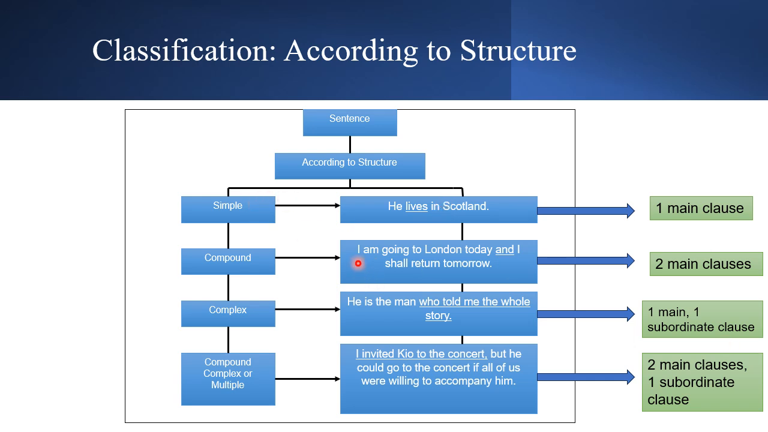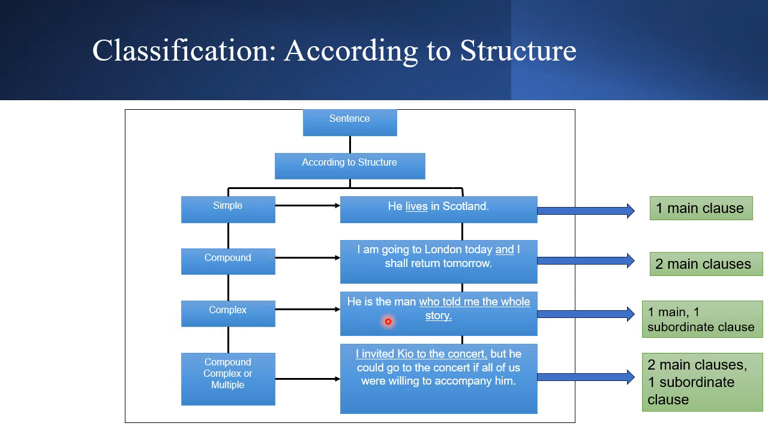For example, I am going to London today. This is one complete sentence. I shall return tomorrow. That is another complete sentence. So we have two main clauses, and two main clauses, at least two main clauses, make one compound sentence. The next one is complex sentence.